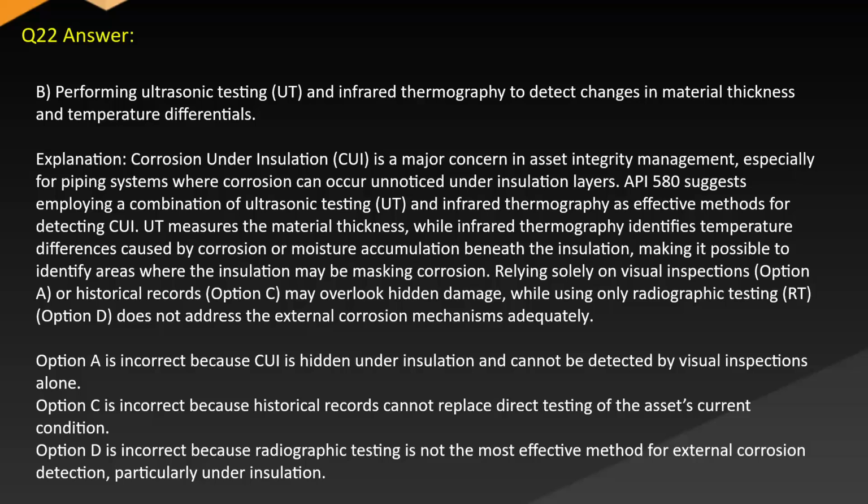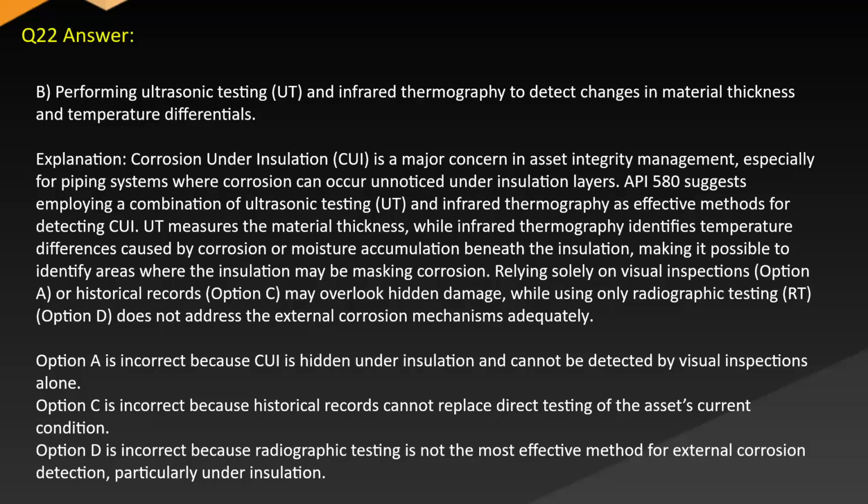Explanation: corrosion under insulation, CUI, is a major concern in asset integrity management, especially for piping systems where corrosion can occur unnoticed under insulation layers. API 580 suggests employing a combination of ultrasonic testing and infrared thermography as effective methods for detecting CUI. UT measures the material thickness, while infrared thermography identifies temperature differences caused by corrosion or moisture accumulation beneath the insulation, making it possible to identify areas where the insulation may be masking corrosion.